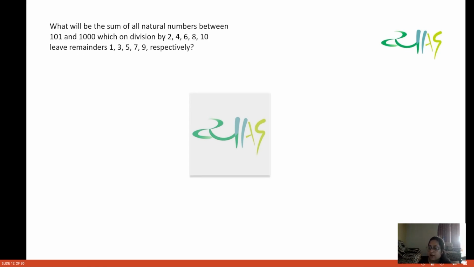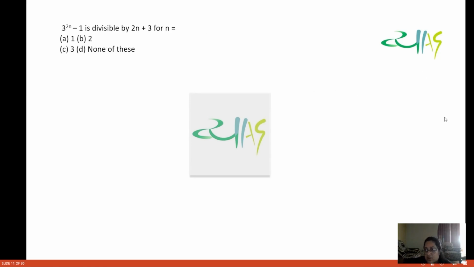Why? Because we need other concepts as well to solve those questions. So basically, look at this question, guys. You have 3 to the power 2n minus 1 is divisible by 2n plus 3 for n equal to.